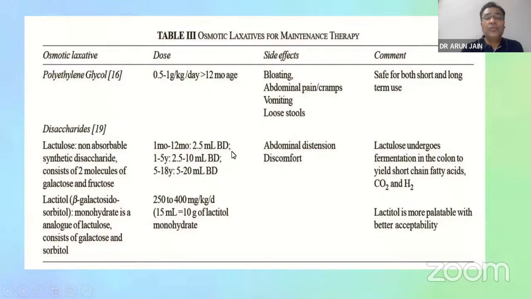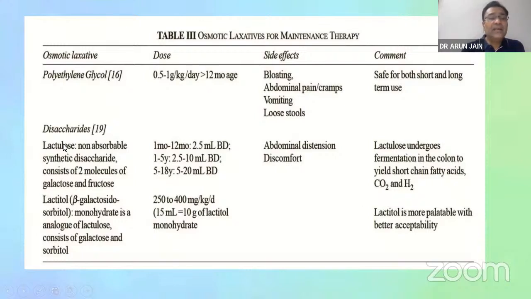1 month to 1 year, 2.5 ml BD. 1 to 5 years, 2.5 ml to 10 ml BD. And 5 to 18 years, 5 to 20 ml BD. It causes abdominal distension and discomfort. Lactulose undergoes fermentation in the colon to yield short chain fatty acids, CO2 and H2.